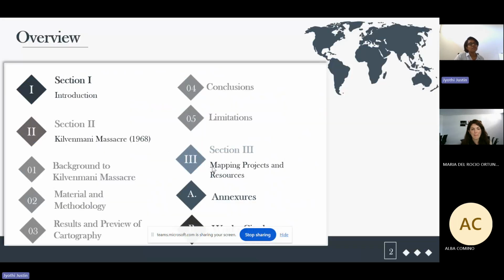To give an overview of this presentation, I'll give an introduction to my work, which is looking at multiple massacres in India after Indian independence, that is 1947. But in this, I'll be focusing only on Kilvenmani, and then I'll give a background to this massacre, the material and methodology that we are using, and also the results and preview of cartography. We'll also take a look at the mapping projects and resources for anybody who's interested in making use of digital cartography for their humanities projects.